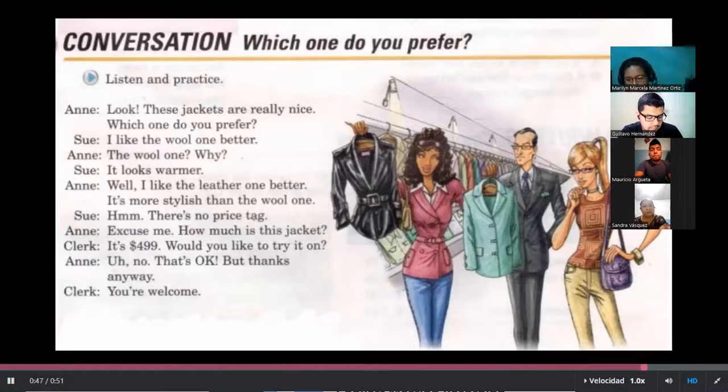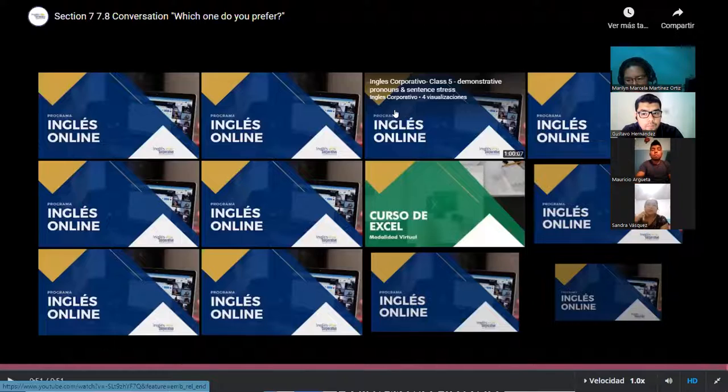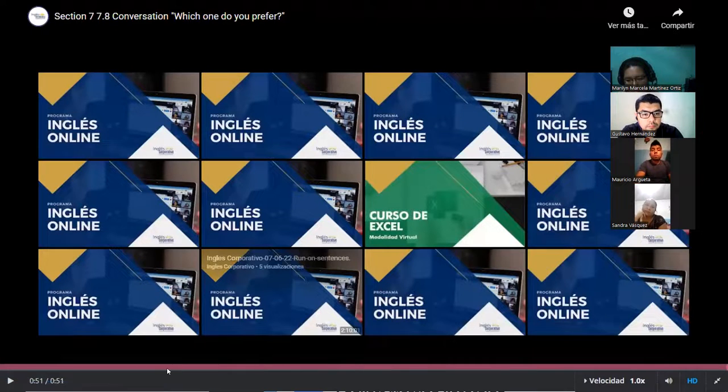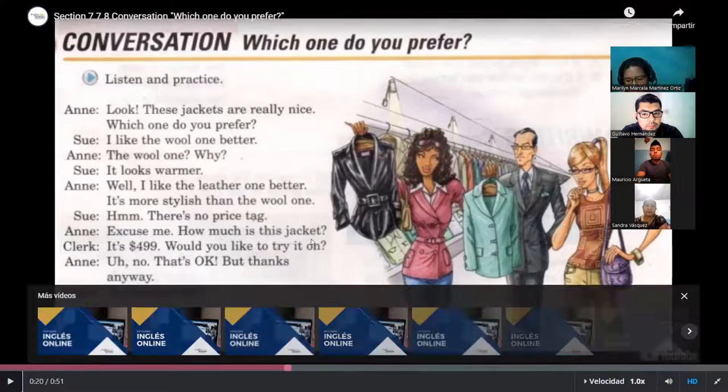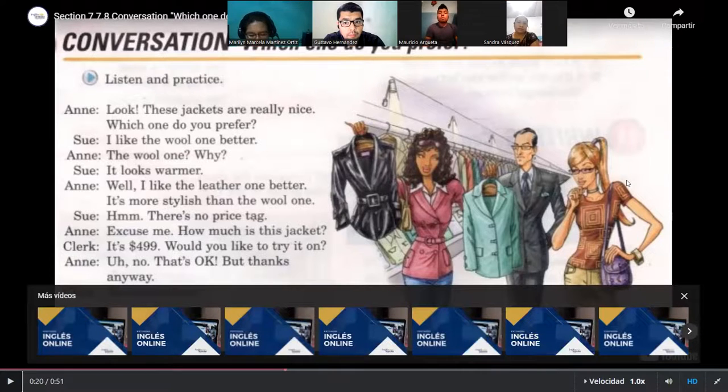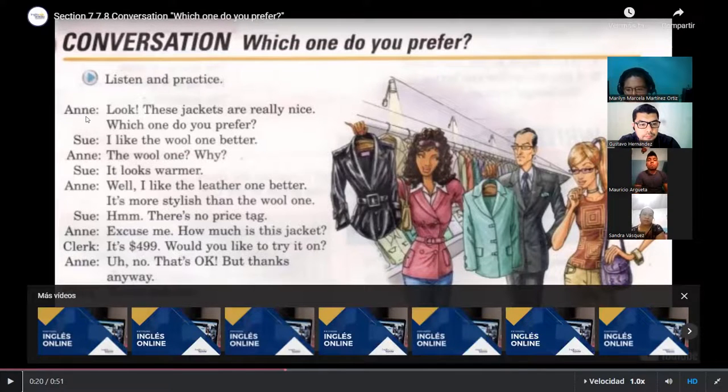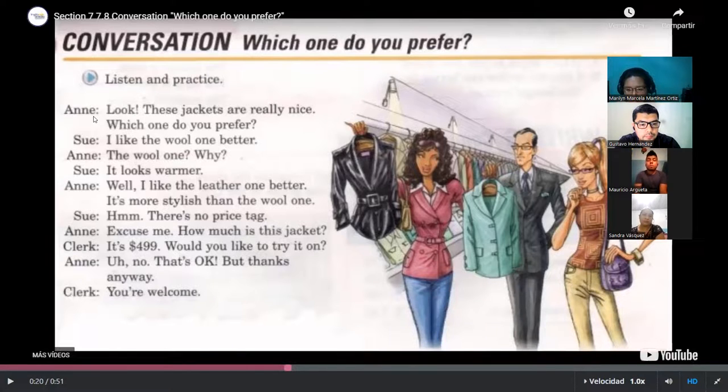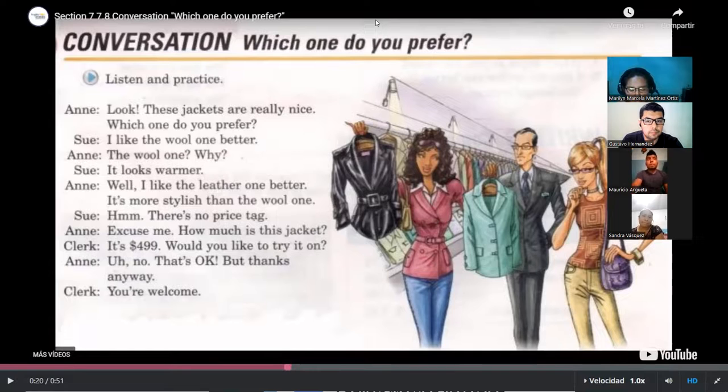In the next class, we will study how to express preferences and comparisons. First, we're going to practice that dialogue. You will do this in pairs, right? One person is one speaker, and then you switch, all right? Ready? Here we go, we're going to practice in pairs. So let me form the breakout rooms. One second. Accept the invitation, please, and practice the dialogue. Let's do it.